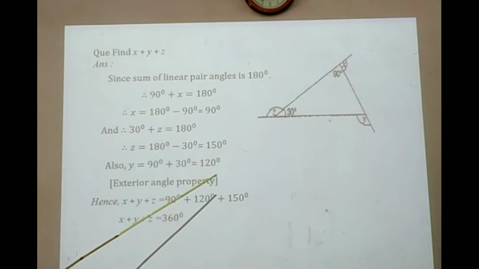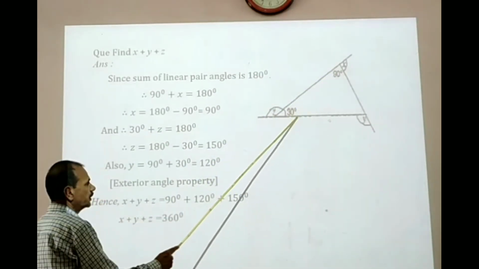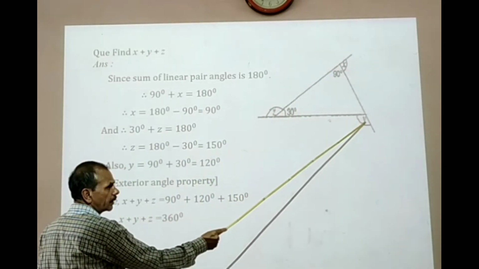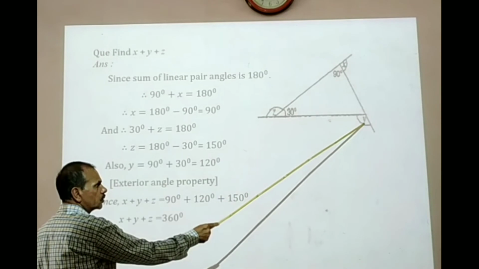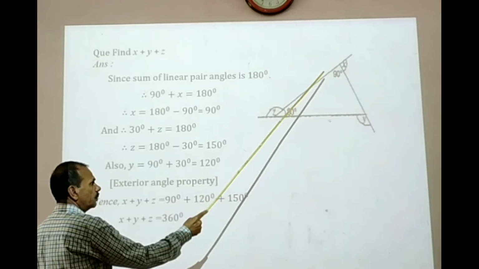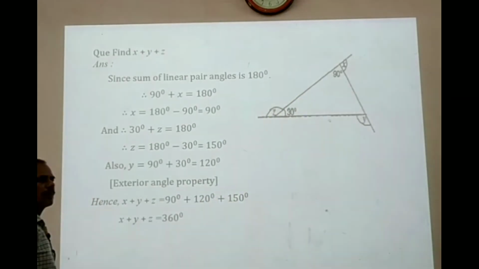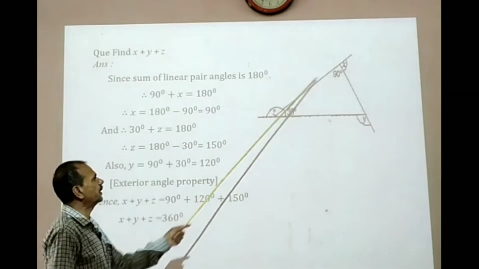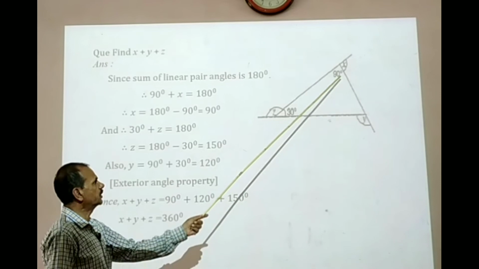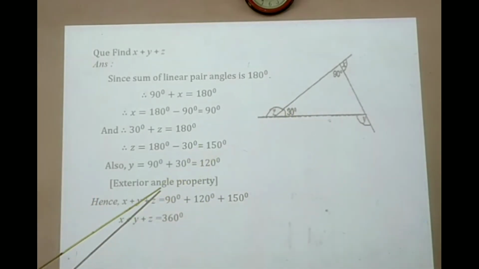Again, find y: y is equal to 90 plus 30. How is it so? Because y is an exterior angle, and we know that an exterior angle is equal to the sum of the interior opposite angles. These are the interior opposite angles of this y, so their sum is 120. Hence the exterior angle property is used. x plus y plus z is equal to 360 degrees. So we can say in another way, the sum of the exterior angles is also 360 degrees.